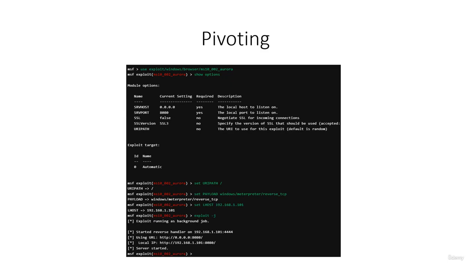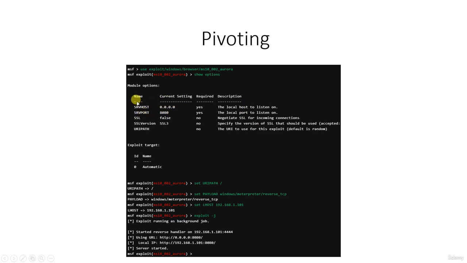This gives us the full system. So it's very easy, just use this exploit. This is the default, so you can choose any exploit you want, but we're going to use this Aurora exploit. After this, just type show options. It will give you all the options that you need to know. As you can see, this is the server host, and this is port 8080.